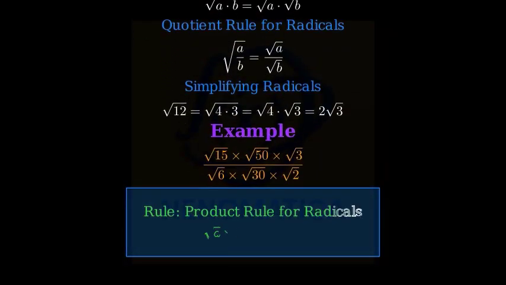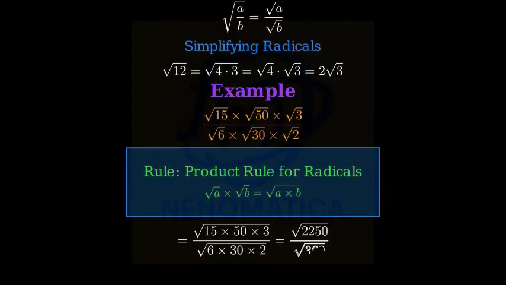The first step is to apply the product rule of radicals to combine the terms in the numerator and denominator. In the numerator, we multiply what's under the radicals: 15 times 50 times 3 equals 2,250. In the denominator, we multiply: 6 times 30 times 2 equals 360.